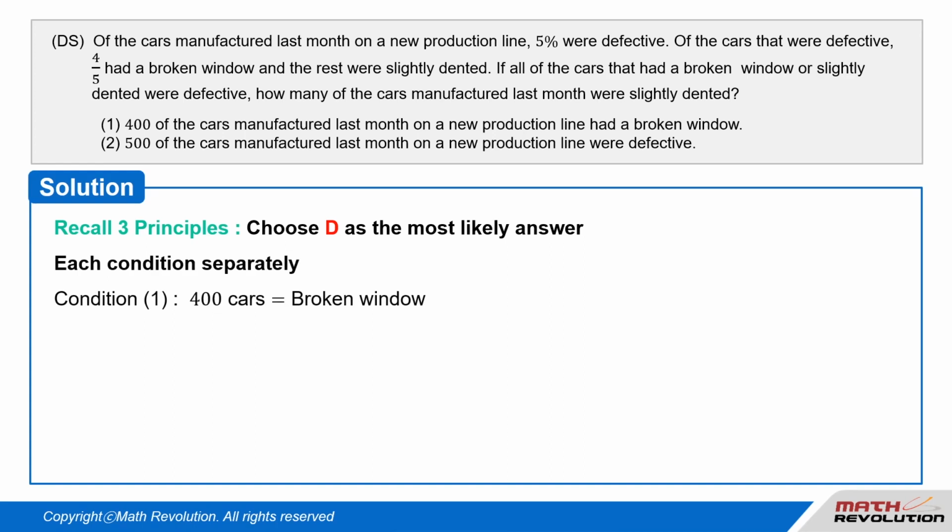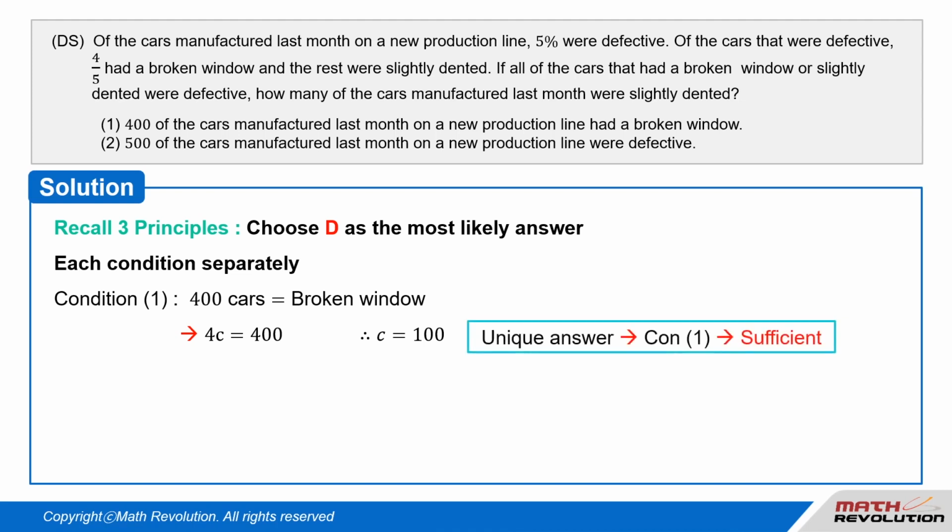Let's take a look at each condition separately to prove that our answer is correct. Condition 1 tells us that 400 of the cars manufactured last month on a new production line had a broken window. Putting this into an equation, we get 4C equals 400, which we can rearrange to get C equals 100. The answer is unique, so condition 1 is sufficient.